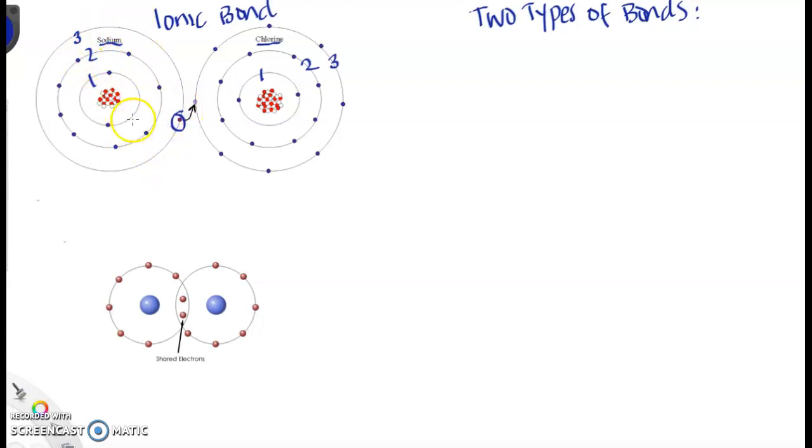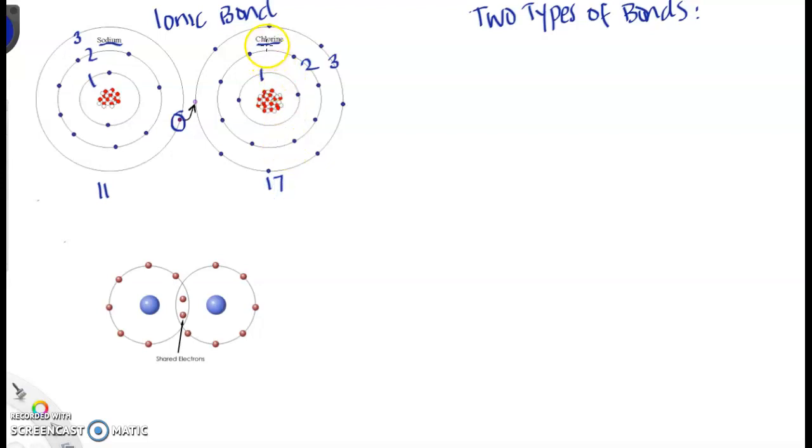So 8, 9, 10, 11, it is the 11th element on the periodic table. Chlorine has 2 in its first shell, 8 in its second one, which is full, that's 10, and then it has 7 in its outermost shell. So it's number 17. This is number 11, this is number 17.